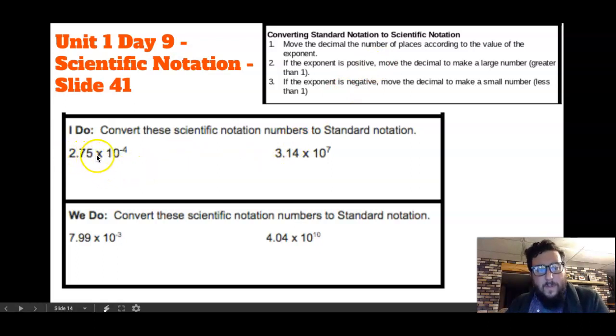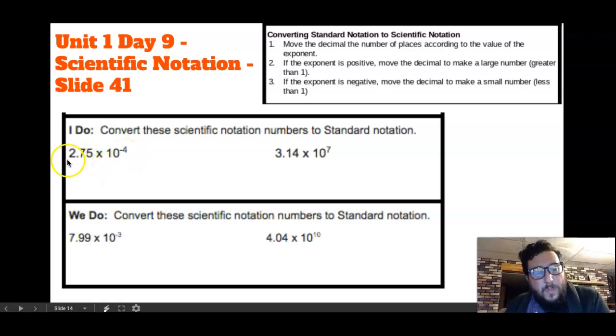Here's 2.75 times 10 to the negative 4. So I've got the decimal here. I need to make this a small number. So I need to figure out which way I'm going. If I go this way, the number gets bigger. Right? If I move it once, that's 27.5. If I move it again, that's 275. Those are big numbers. Negative exponents mean small numbers.